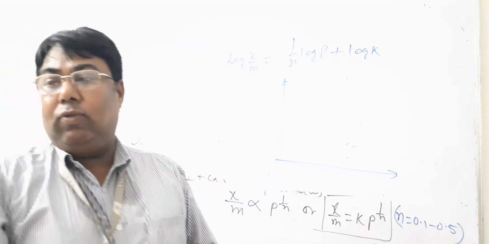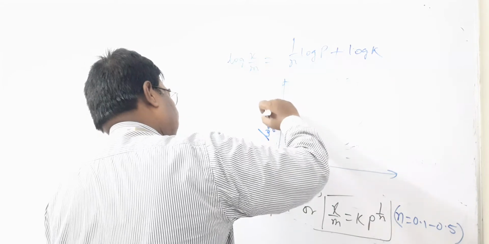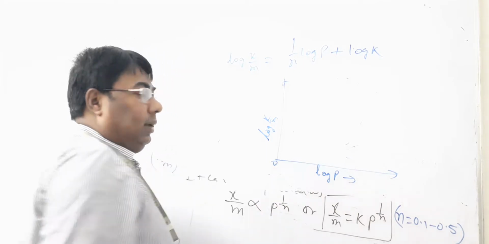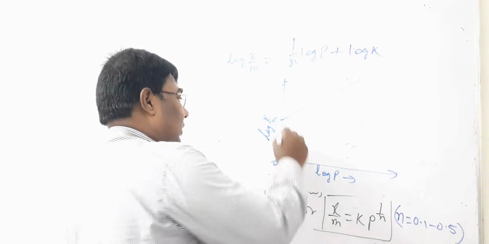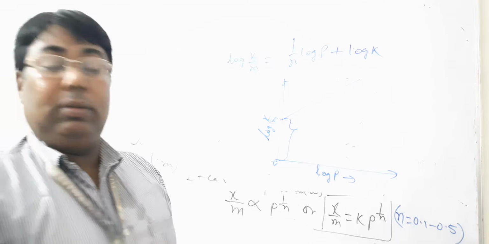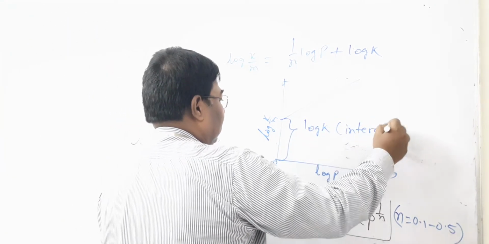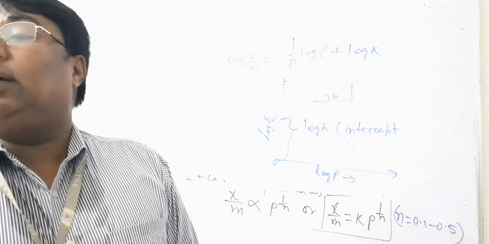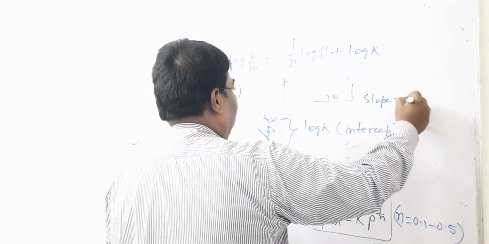On the y-axis we plot log x by m, and on the x-axis log p. Then an intercept graph is obtained. This is the intercept, and the intercept value gives the value of log k. And this is theta, theta giving the value of slope. Slope is equal to 1 by n.